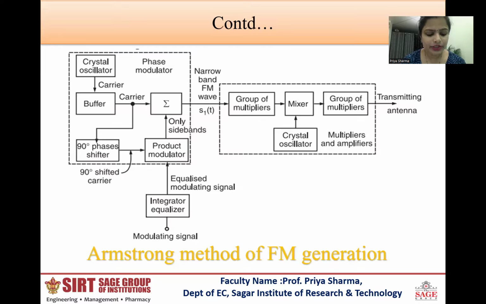To correct this problem, the modulating signal is passed through a low-pass RC filter, that is known as an integrator. Due to this, the high frequency modulating signals are attenuated, but there is no change in the amplitudes of the low frequency modulating signals. Okay, from this integrator, only the high frequency modulating signals are attenuated and low frequency modulating signals are passed as they are. The filter output is then applied to the phase modulator or the product modulator along with the carrier. Here, the carrier is also present.